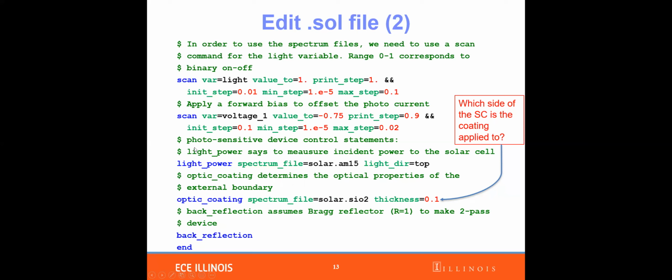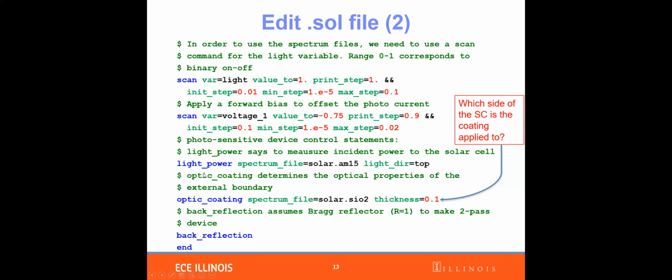And then in this code, light power spectrum file solar and 1.5, so we define our spectrum profile. As I mentioned earlier, we provide the AM 1.5 solar spectrum, and the light incident direction is from the top. And then we define the optics coating.